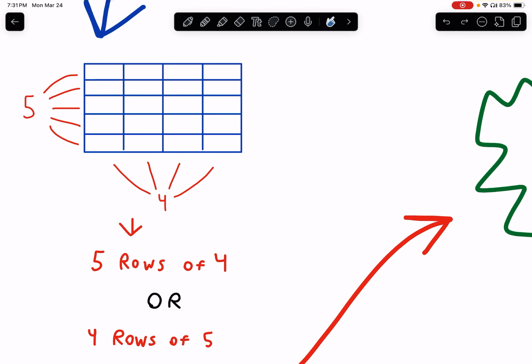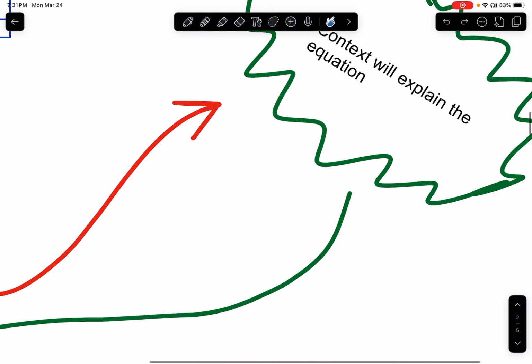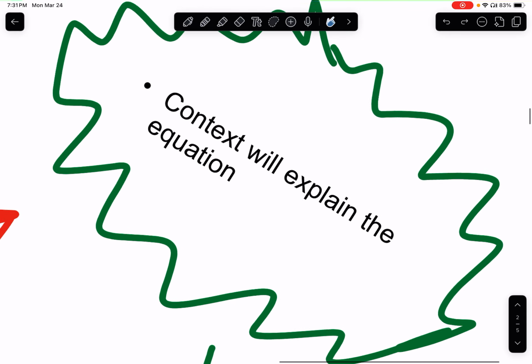So here we have 5 rows of 4, or they can also be seen as 4 rows of 5. But it's important, and this is really important, to let the student decide which of these forms is easiest and most discernible to them. Remember, all students are different, all students learn differently. Remember, context will explain the equation. There it is right there.